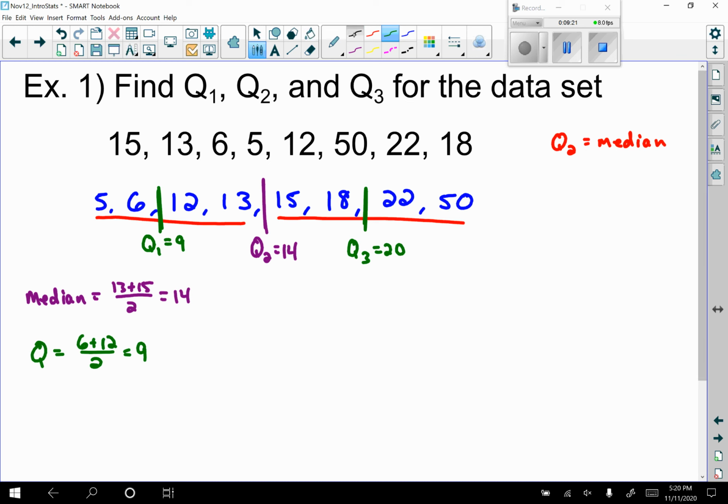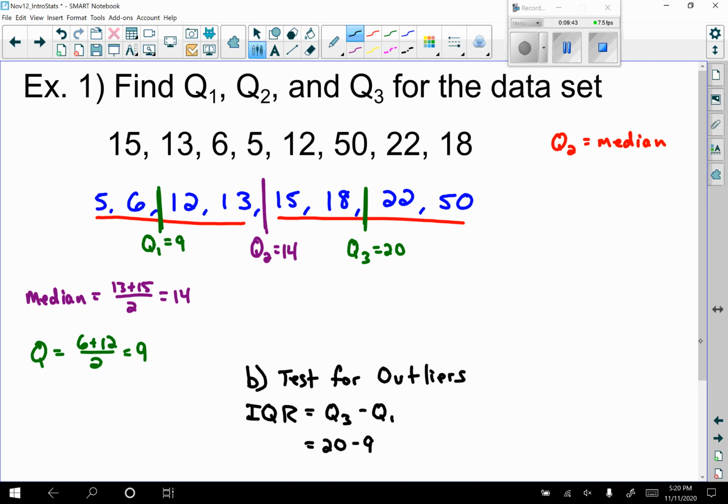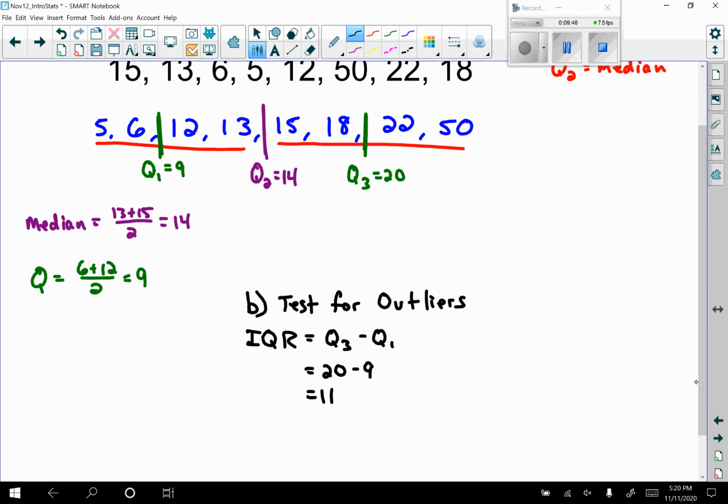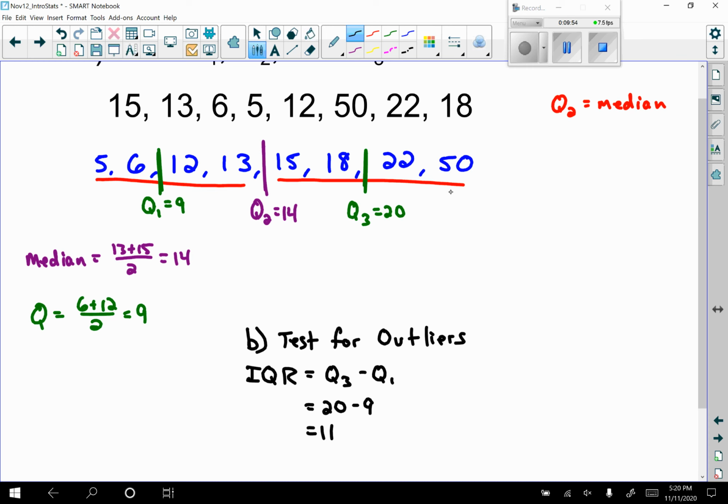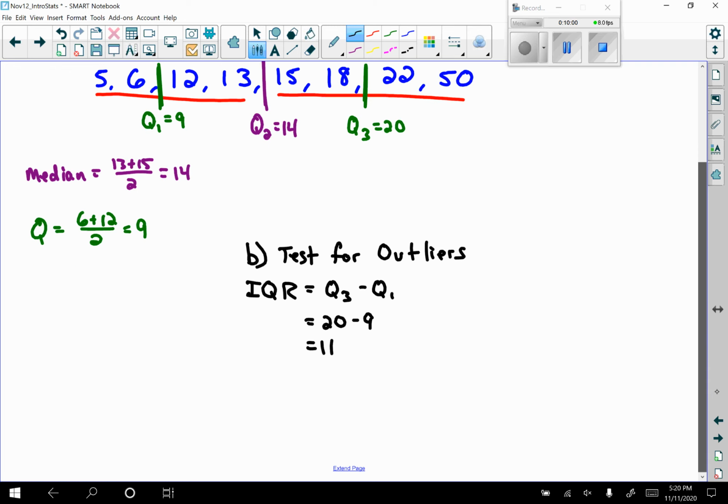Next, what we're going to do is test for outliers. Our data is already in order. We want to find the interquartile range then, which is the difference between our third and our first quartile. So that's just going to be 20 minus 9, which gives us an 11. So we could just write this out here as our upper boundary, because all of our data values are pretty close together. We're just questioning if 50 is in fact an outlier. Is it far enough away from the rest of the data to be considered an outlier?